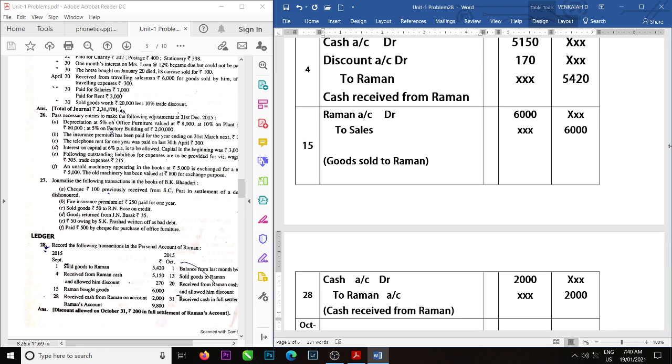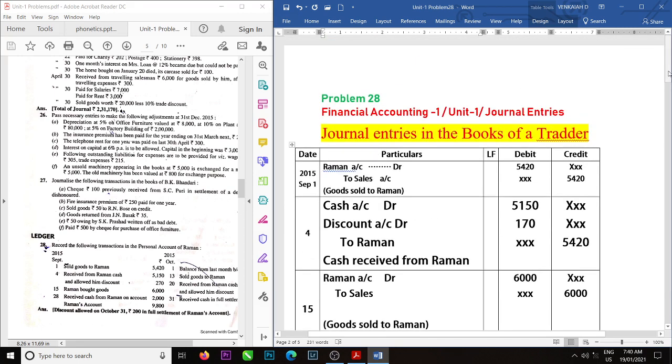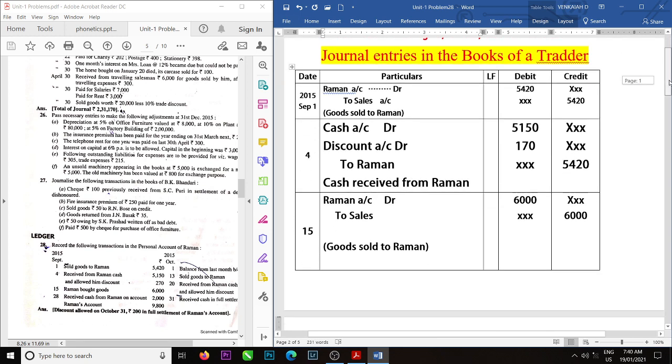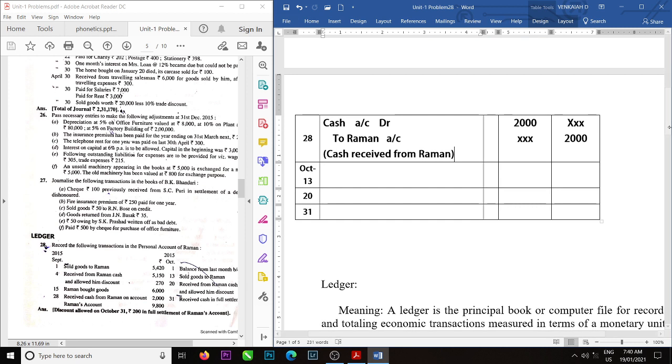So September transactions are over. We will post these transactions in the Raman account and find the balance. So Raman due is 5420, which we received with discount once. Raman sales are 6000 and we received 2000. Raman account balance is 4000.